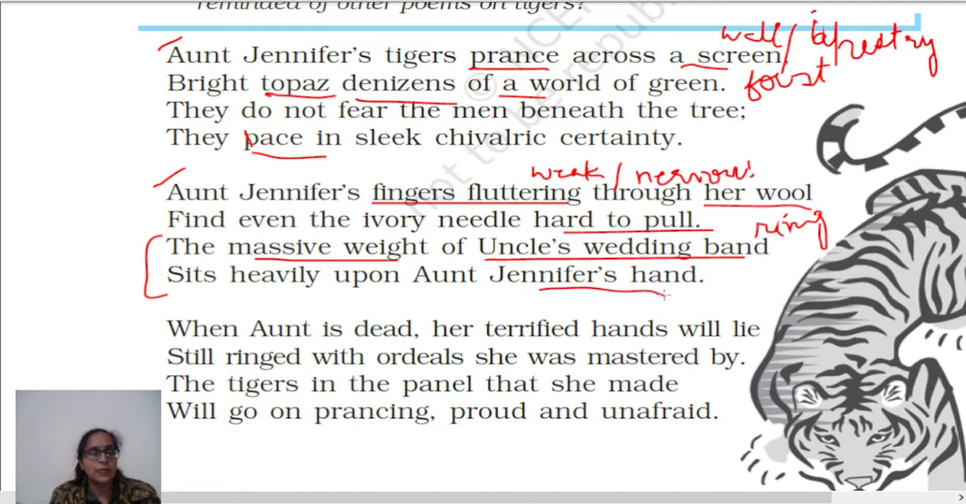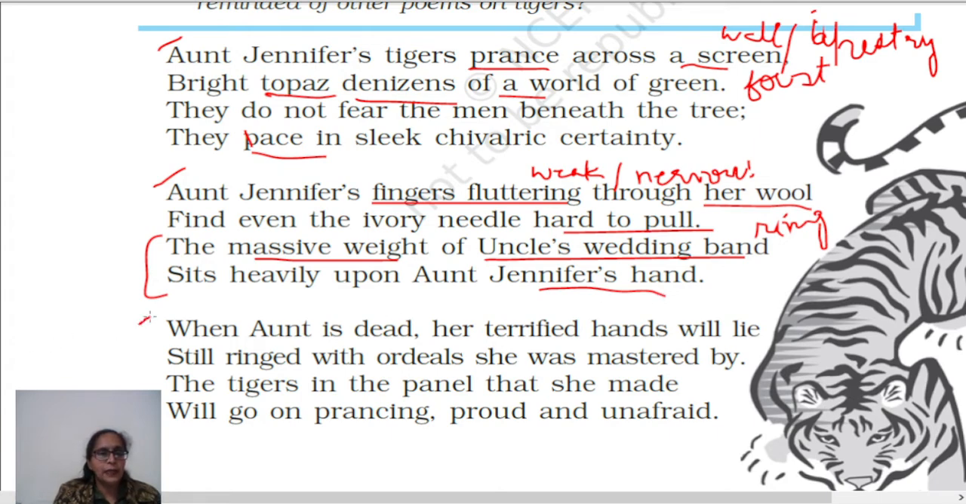So this represents the hidden meaning in this stanza. The meaning that can be inferred is that Aunt Jennifer is suffering from an unhappy marriage where she is being oppressed by her husband. She has to obey her husband and she is really afraid of her husband, and that is why the weight of the ring seems to be very heavy for her. It is a metaphorical meaning that she is unhappy because of the wedding. Now let us move further to the third stanza.